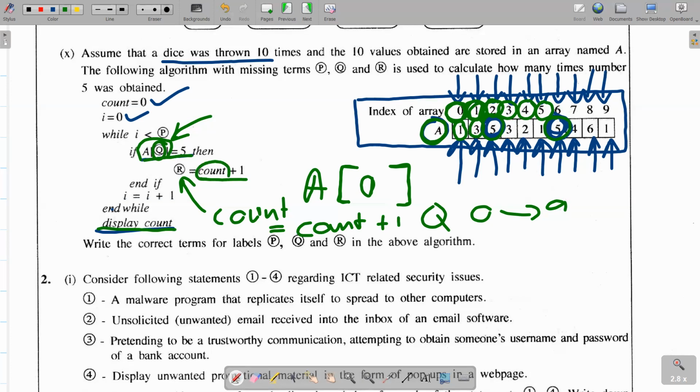So what you find on the left hand side must be there over here. So the R is going to become count and Q is going to become I because of that. Is it clear, Chanuri?